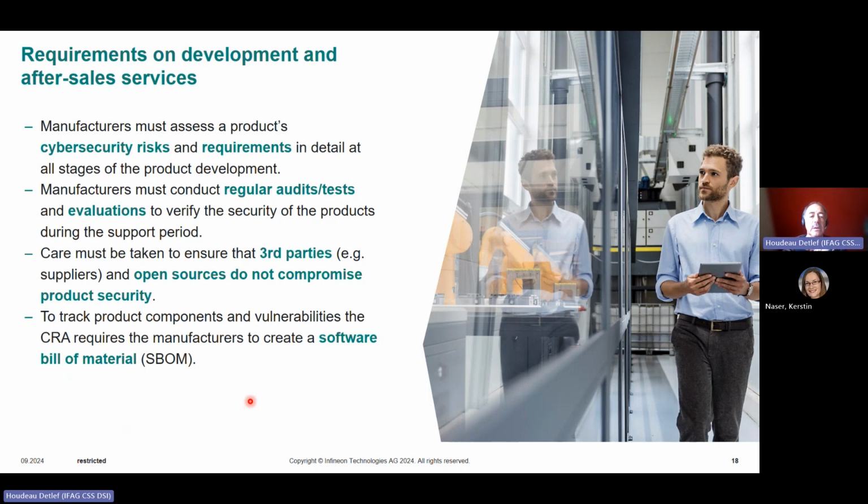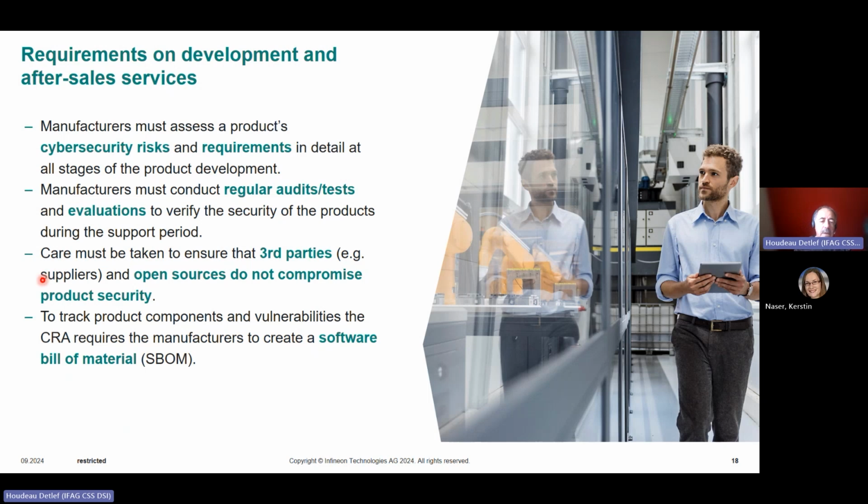at all stages of the product development. That means what the manufacturer develops in-house as well as what they buy from third parties must be put in this topic. Second part here, manufacturers must conduct regular audits, tests, and evaluations to verify the security of the products during the support period. This is also very important, that this addresses at the end also the supply chain part, not only the manufacturer development, but also the supply chain of, for example, microelectronic components.